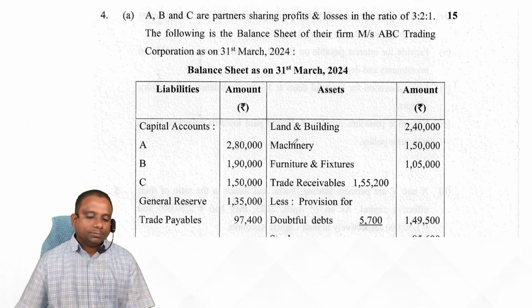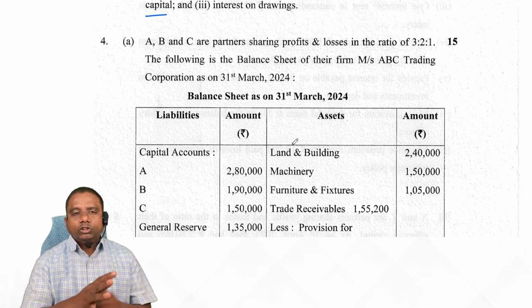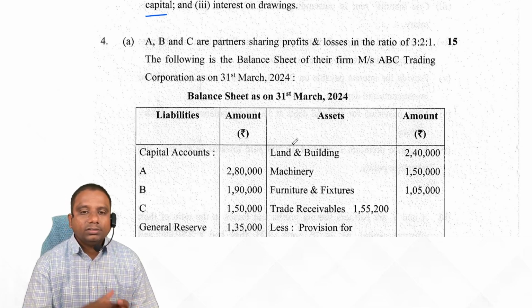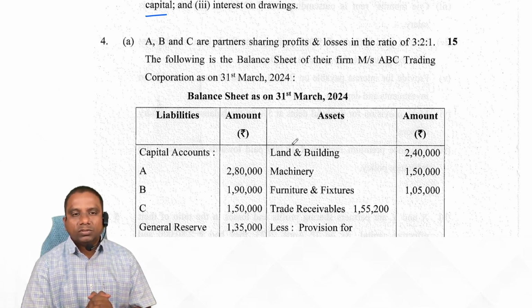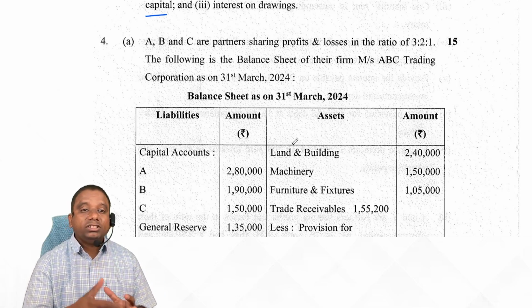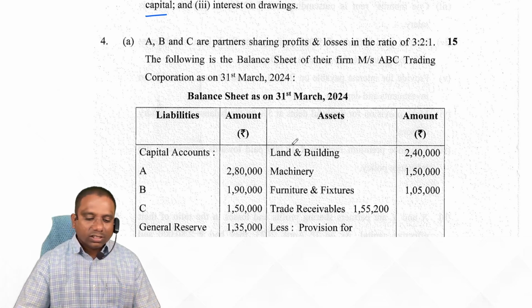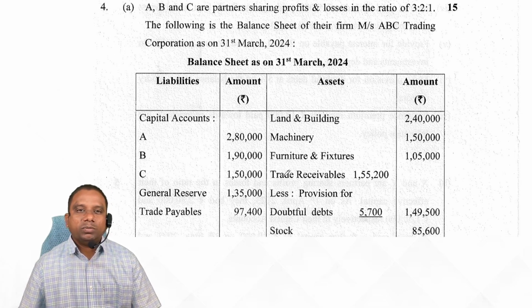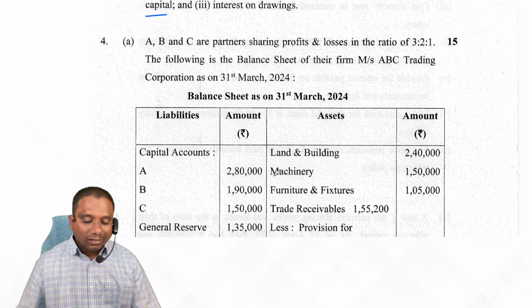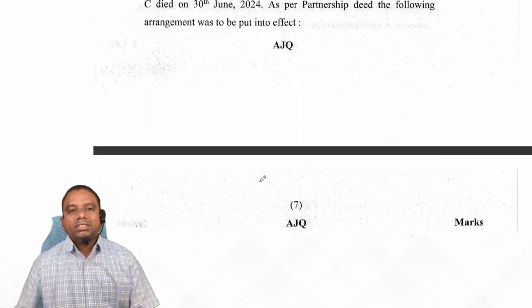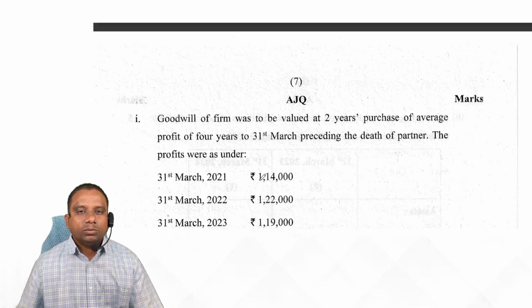Now, fourth question. In the previous June attempt and September 2024 attempts, they have asked questions from dissolution of partnership, admission, and retirement. Now they are asking a question from death of a partner. Death of a partner. And that too, this problem is similar to our illustration problem, students.